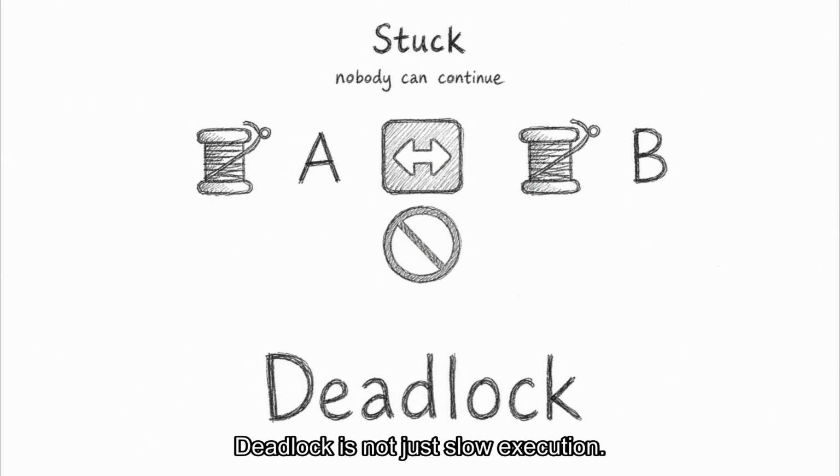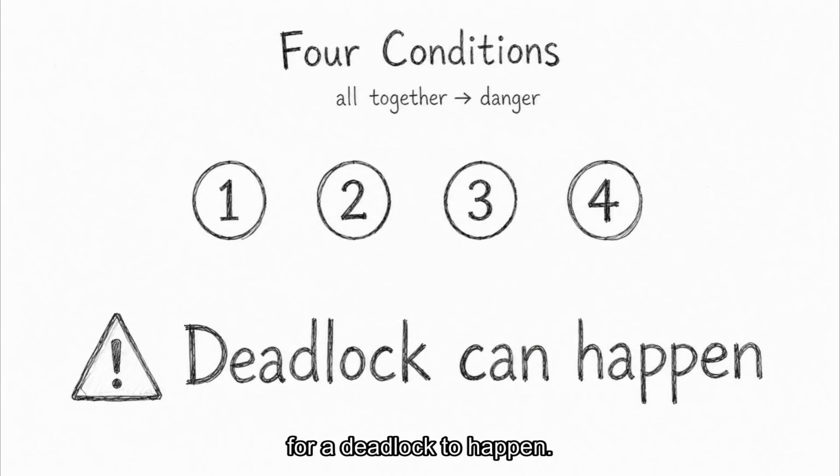The important point is this. Deadlock is not just an exception. It's a situation where the work never continues unless something outside interrupts. Deadlock can happen with locks, files, devices, database transactions, or any limited resource. The basic structure is always similar. One task already has a resource, but it needs another resource to continue, and the resource is held by another task. There are four conditions for a deadlock to happen.